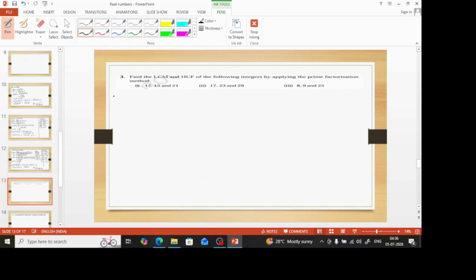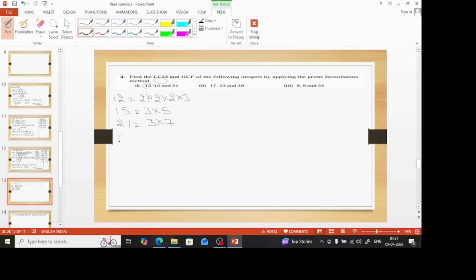The prime factorization of 12 is 2 into 2 into 3. 15 is 3 into 5. 21, the prime factorization of 21 is 3 into 7. Prime factorization we know very well. 12, prime factors of 12 are 2, 2 into 3, and 15, 3 into 5, 21, 3 into 7.